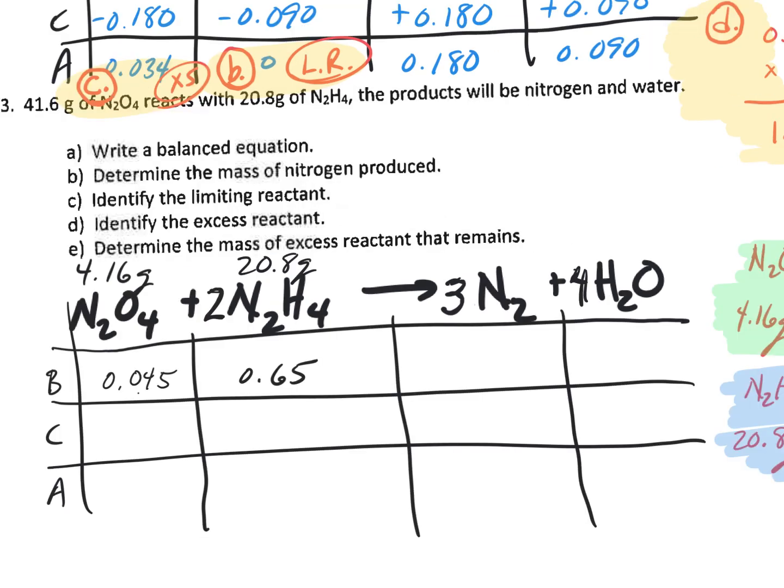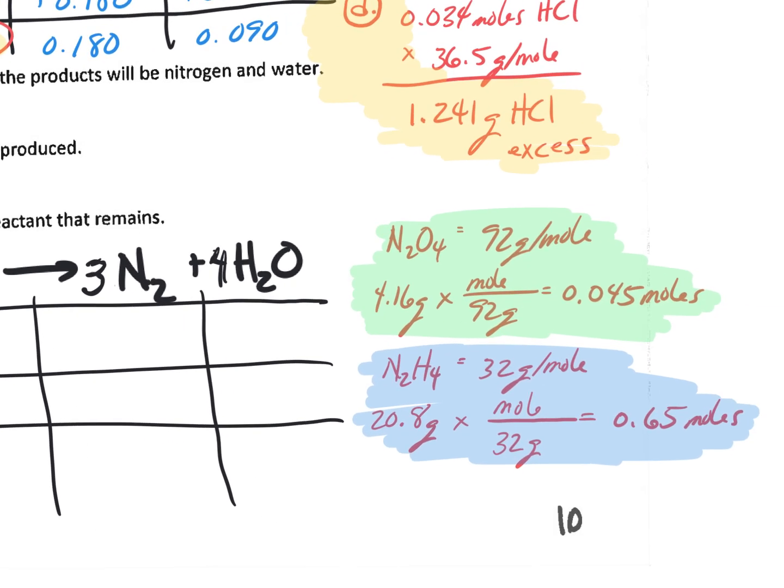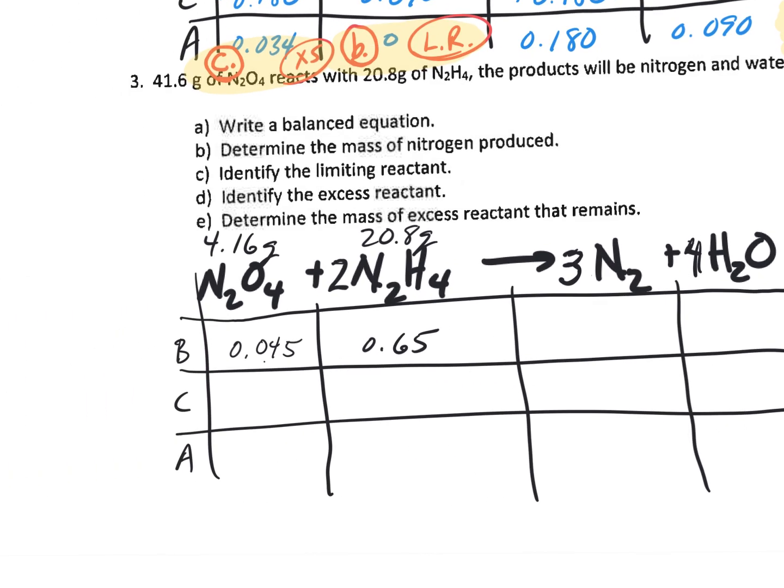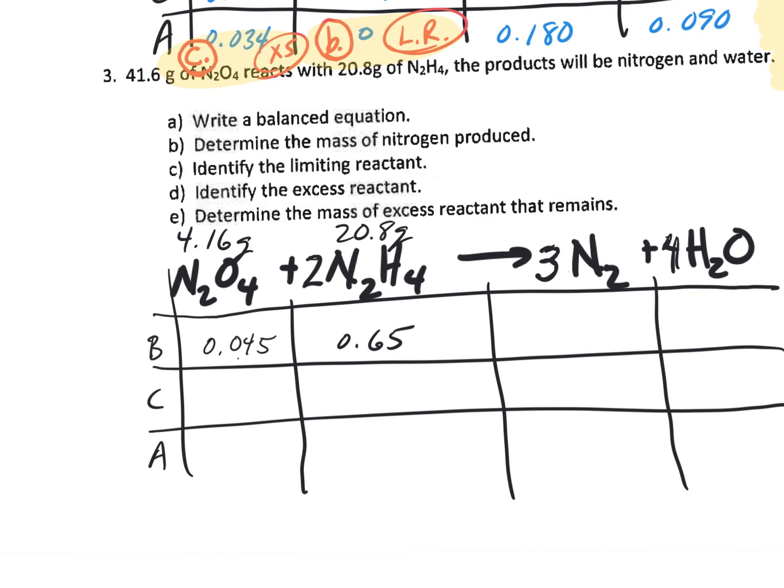All right, so this is what we've got so far. I did the mole calculations there. So 0.045 moles of dinitrogen tetroxide, 0.65 moles of dinitrogen tetrahydride. Okay, boom, there we are. We've put the number of moles into our BCA table, and now we have to decide what is going to be the limiting reactant. So let's see.